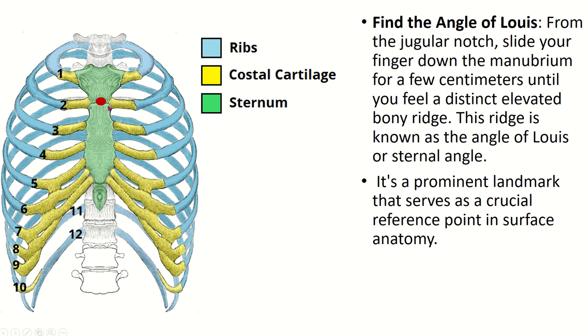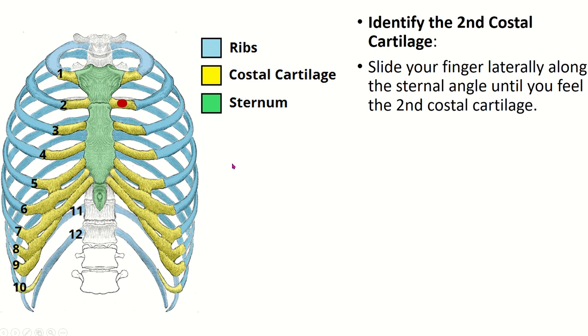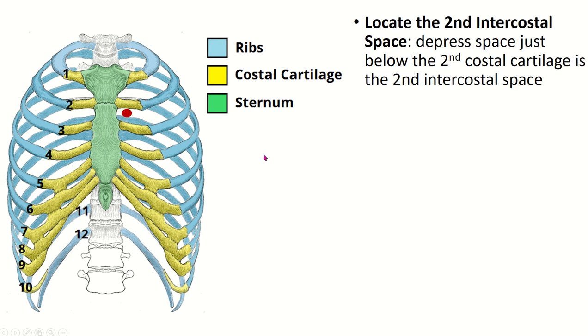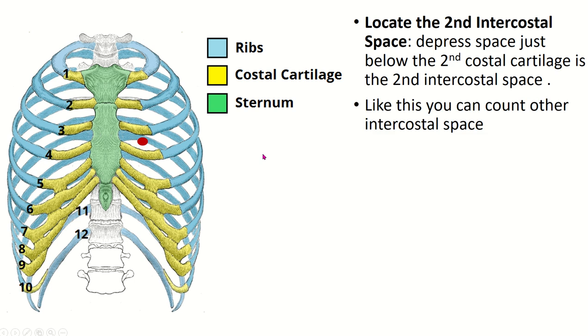The lateral surface of the sternal angle articulates with the second costal cartilage. Then you have to identify the second costal cartilage. Just below the second costal cartilage is the second intercostal space. This is the third one. Like this, you identify the rest of the intercostal spaces.